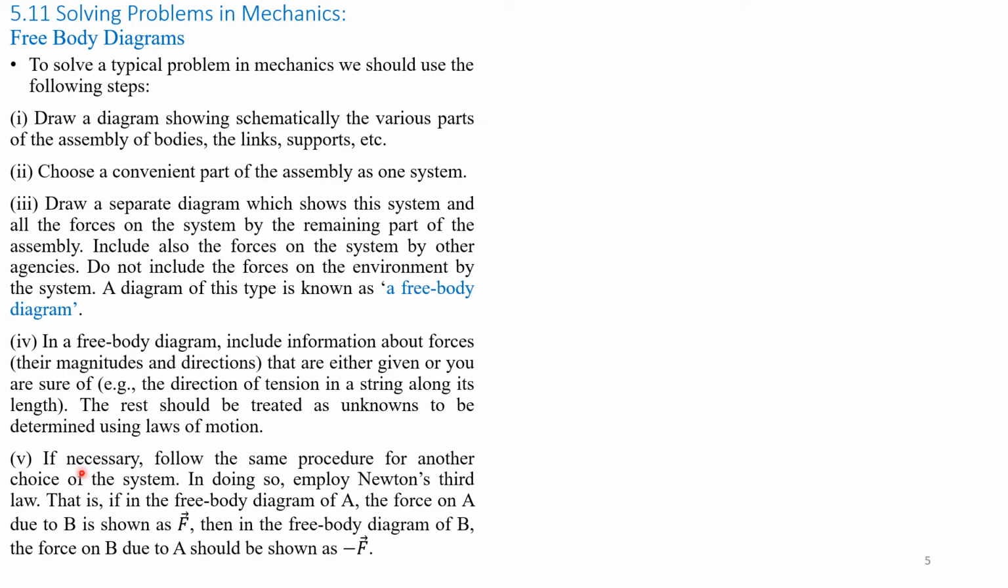The last and final step is, if necessary, follow the same procedure for another choice of system. In doing so, apply Newton's third law of motion. That is, if in the free body diagram of A, the force on A due to B is shown as F, then in the free body diagram of B, the force should be in the opposite direction. That is, the force on B due to A should be shown as minus F. Let us take up some examples.